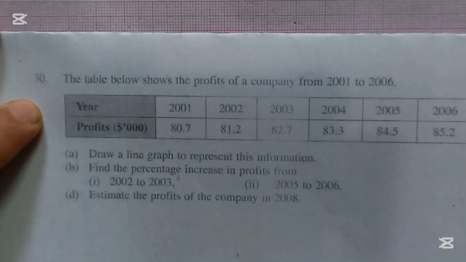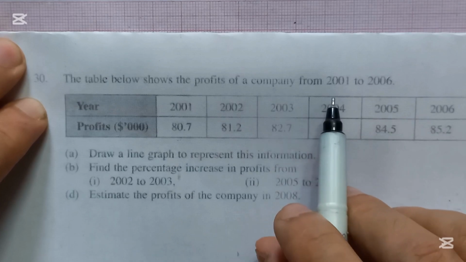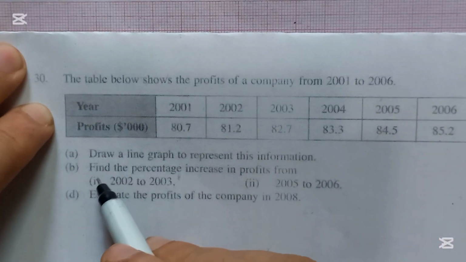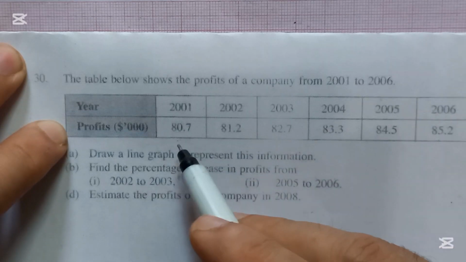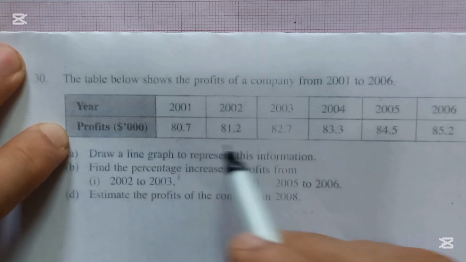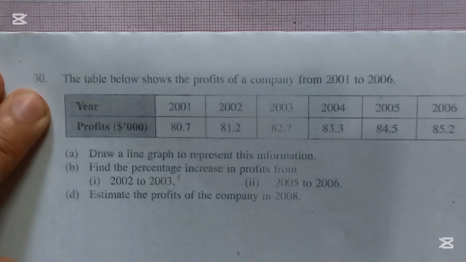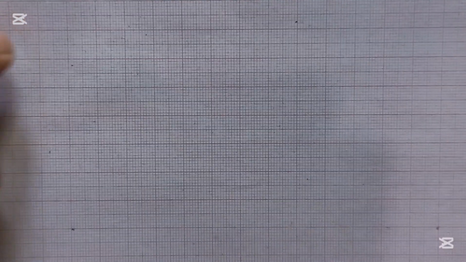The statement of the question is, the table below shows the profits of a company from 2001 to 2006. So here is the table. First part is draw a line graph to represent this information. The profits are in thousands of dollars, and the years are from 2001 to 2006. So we have to draw the line graph of this data. So we are going to draw the line graph.